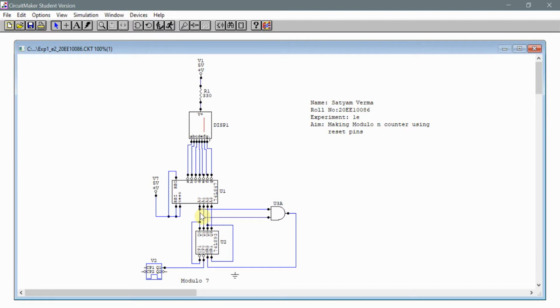So as soon as this input reaches 0 1 1 1, that is 7 in the decimal system, the system would get reset to 0. So effectively it would be counting from 0 to 6 and therefore a modulo 7 counter. We would check that.